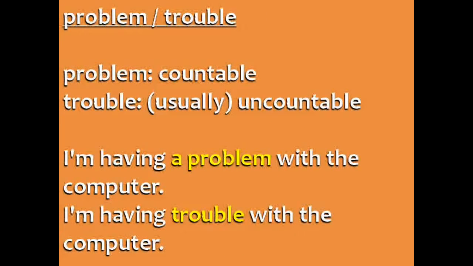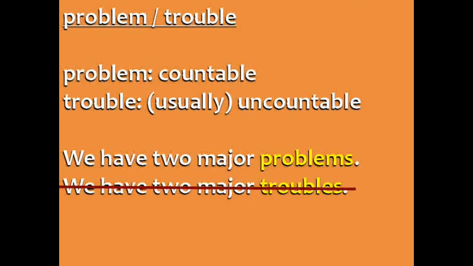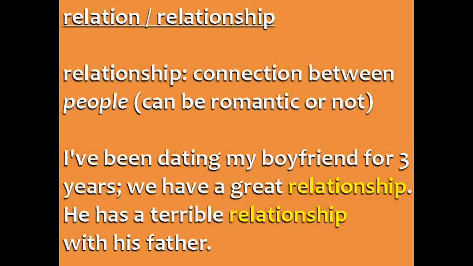Problem and trouble. Problem is countable, and trouble is usually uncountable. I'm having a problem with the computer. I'm having trouble with the computer. The bad internet connection caused problems for the students. The bad internet connection caused trouble for the students. We have 2 major problems. Don't say we have 2 major troubles. Trouble can also be used as a verb. These test results are troubling me. That means making me worried.